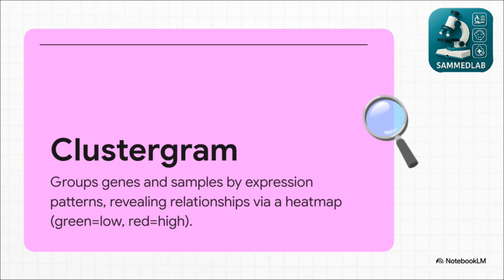Next up is the clustergram. This is really cool. It completely reorganizes your data, grouping together genes and samples that have similar expression patterns. Using this color-coded heat map, where red means high expression and green means low, you get this amazing bird's-eye view of the global trends across your entire experiment.